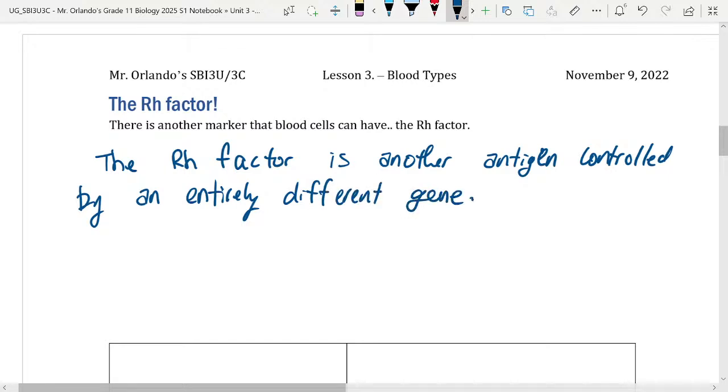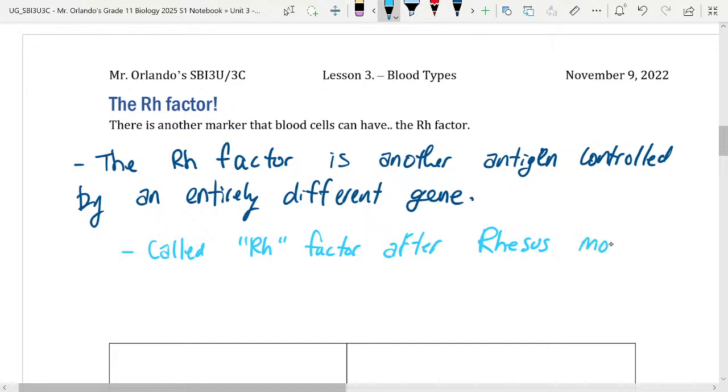Did we say why it's called the RH factor? I think we did, possibly. This is apropos of nothing. I'm going to write in blue. You have no reason to write this if you don't care, but it is called Rh factor after rhesus monkeys in which it was discovered. But we have the same factor.